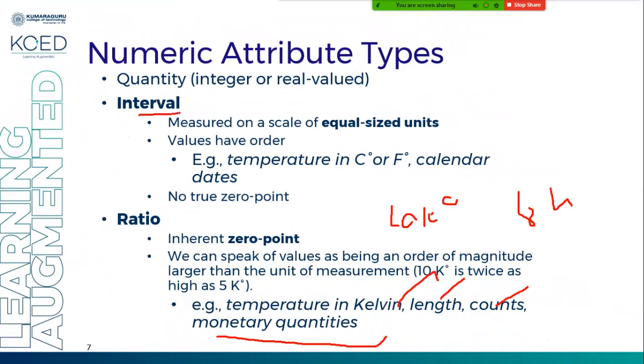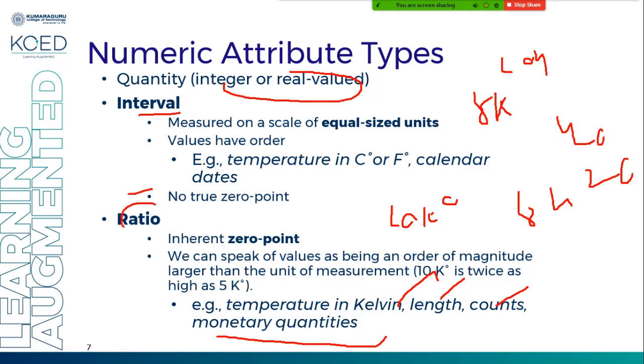Given the interval and ratio, they will be integer or real valued. Interval means a specific interval. Ratio means, for example, 10 Kelvin is twice 5 Kelvin, and an age of 40 is twice an age of 20. This kind of comparison is known as a ratio attribute. So these are all the various types of attributes.